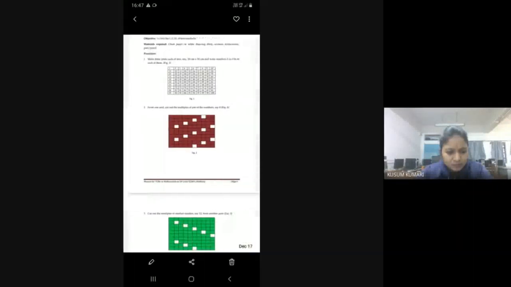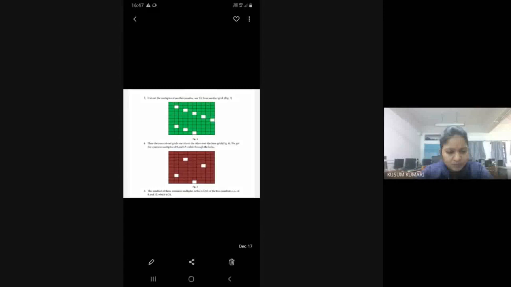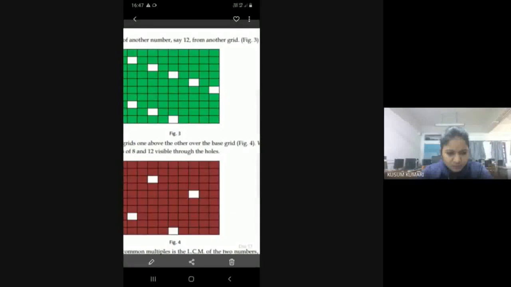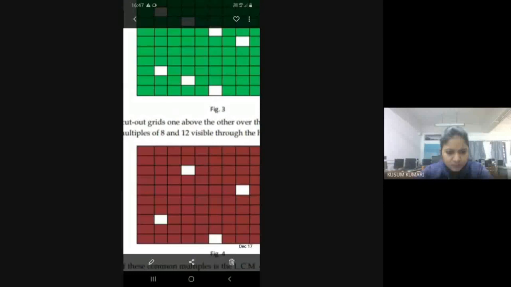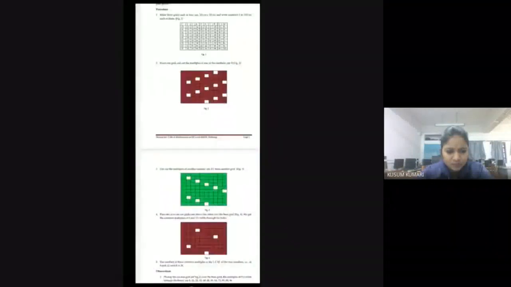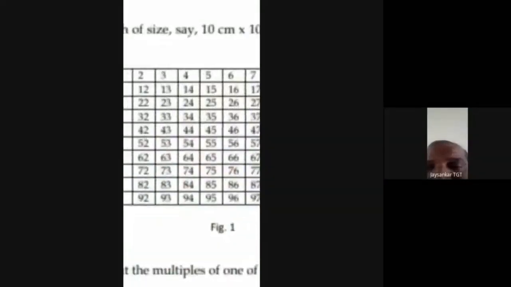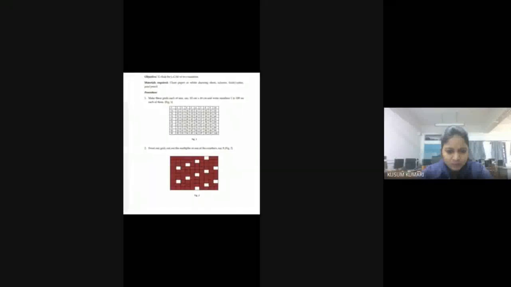We will place those two sheets upon one another. On the multiples of 8, we will place the multiples of 12. Then we will get this one. These 4 holes we will be finding: 1, 2, 3, 4. This brown color one, and in the brown color one, the least number, that is 24, we will identify from this sheet. Here 24 will be the LCM of the two numbers. So in this way, we will be finding the LCM of two numbers by paper cutting activity.